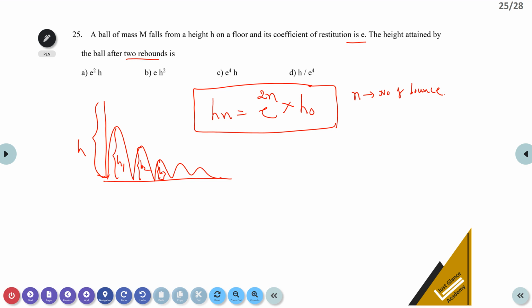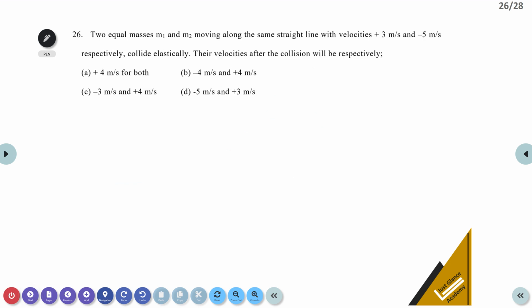Here the number of bounces is 2 rebounds. So h2 equals e to the power of 2 into 2, times the initial height. The initial height given is h. So h2 equals e to the power of 4 times h. So this is the right choice. It is for elastic collision.